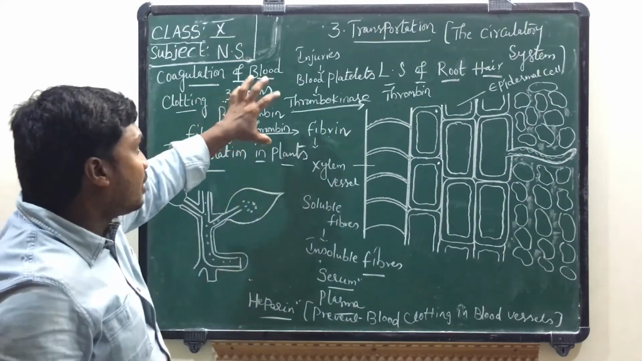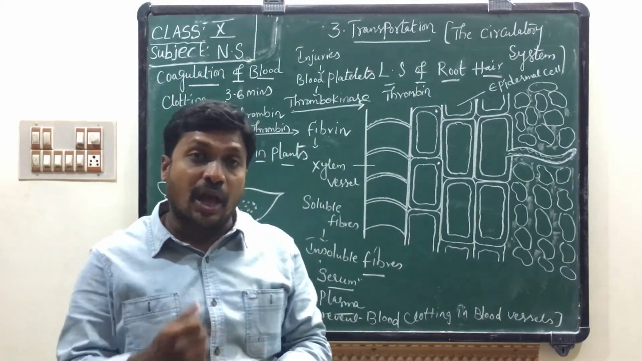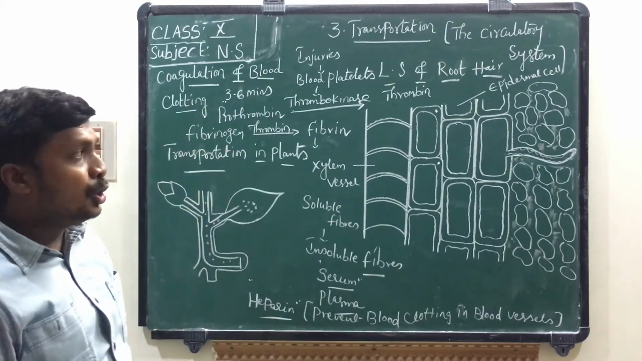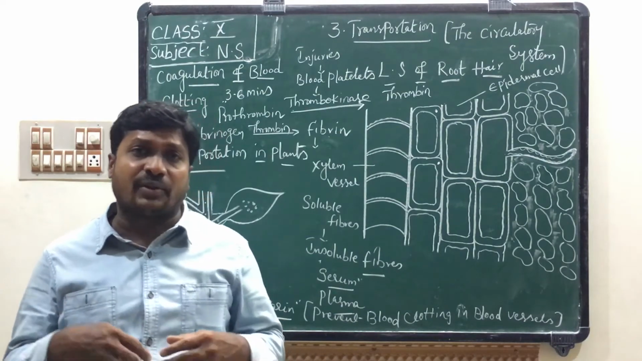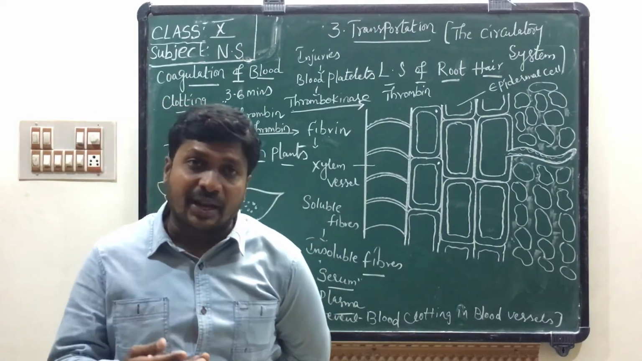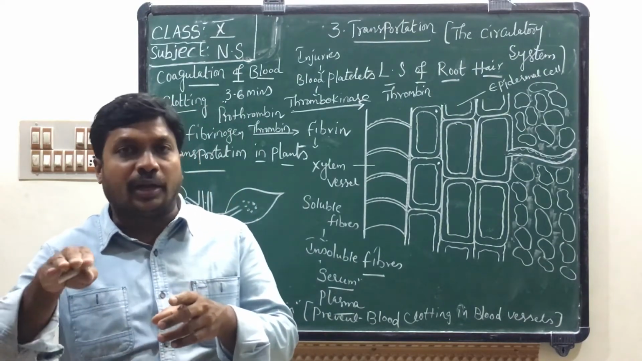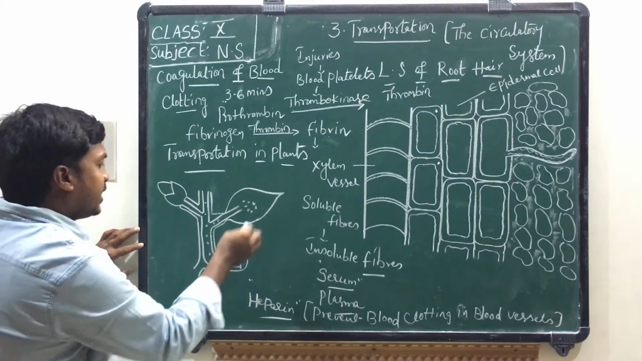This is about transportation or circulatory system in animals. Now I will explain about the next topic, transportation in plants. Do you know, children? Like animals, plants also need several materials like minerals and water, and food is prepared in leaves. They must be transported to all parts of the body. Here, how transportation takes place in plants.